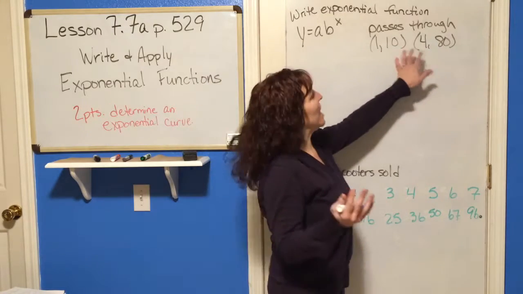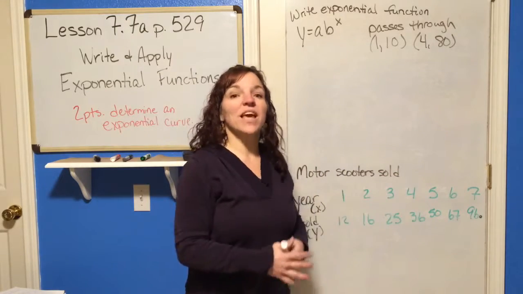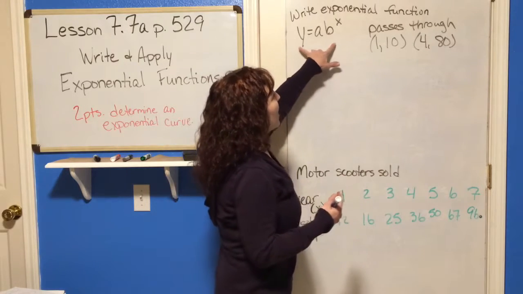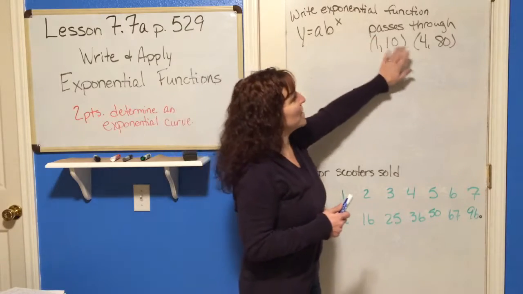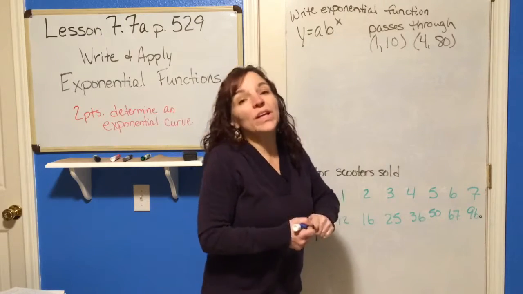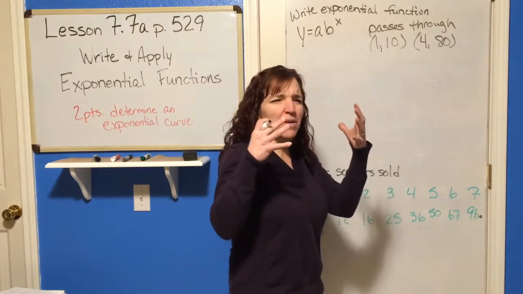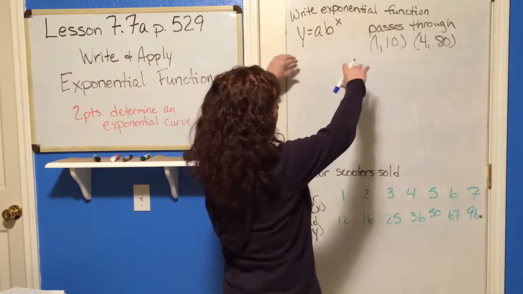What I'll do is give you 2 points and say, write an exponential function in this form, y equals a b to the x power, that passes through these 2 points. And it really actually isn't as difficult as it seems. The first steps are kind of, what am I doing? And you're going to get this. This is so easy.